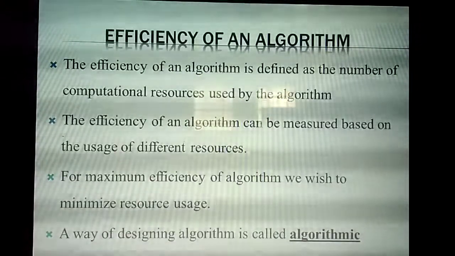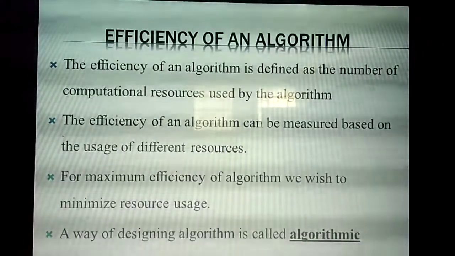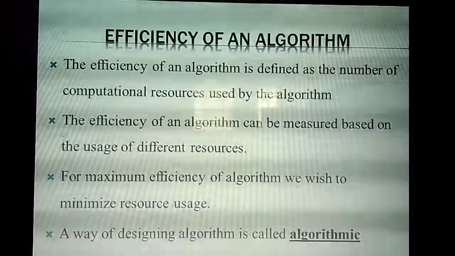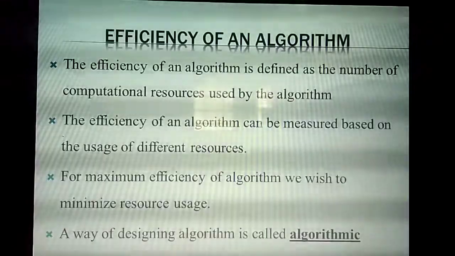Understand? Yes. So what they are telling is, for maximum efficiency, minimize the resource usage. That means in that example I am using 3 resources. So I am using a keyboard, scanner, printer.